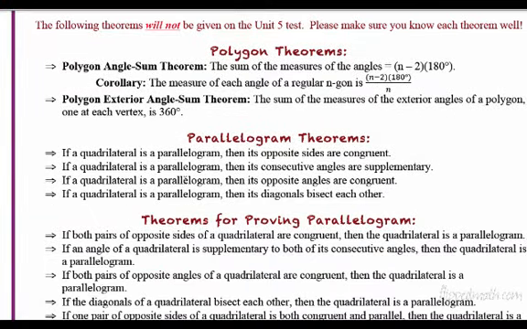And then we went into 5.2, parallelograms. If you have a parallelogram, what are the characteristics of it? Opposite sides congruent, consecutive angles supplementary, opposite angles congruent, and the diagonals bisect each other.